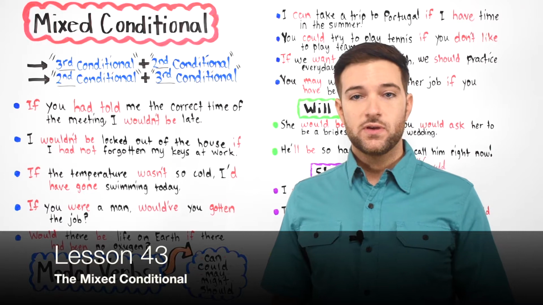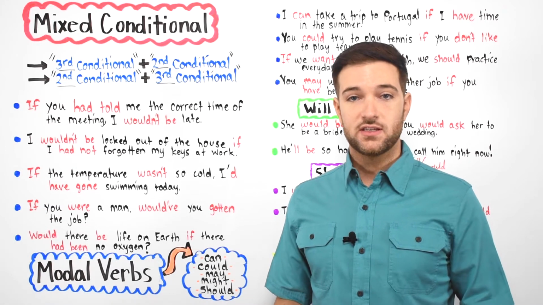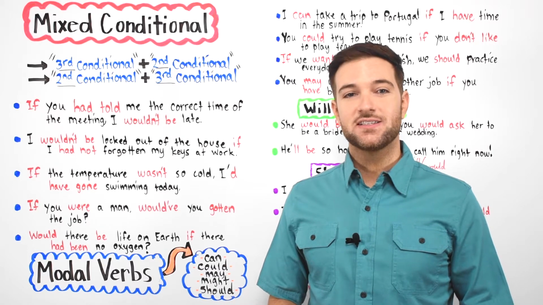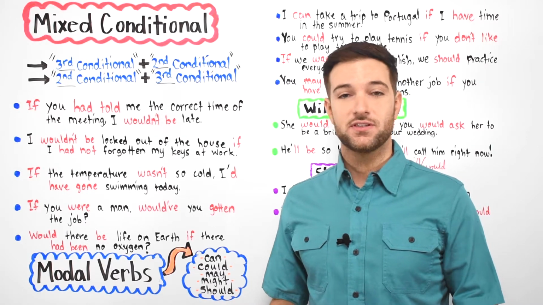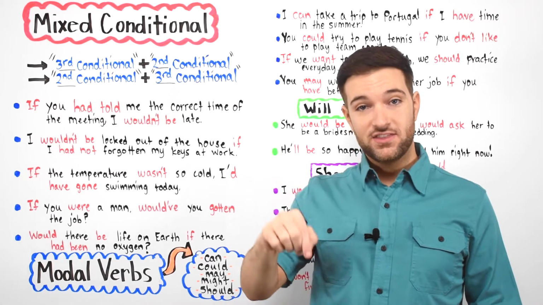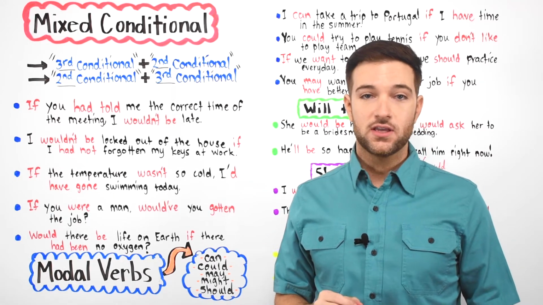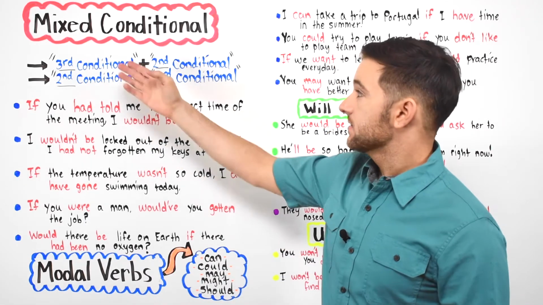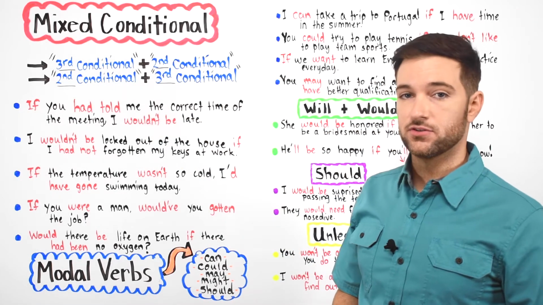In this lesson, we are going to be talking about the types of conditionals again. In some of the previous lessons, we covered the type 0, type 1, type 2, and type 3 conditionals. But in this lesson, we are going to look at the last conditional, which is also known as the mixed conditional in the English language, okay?